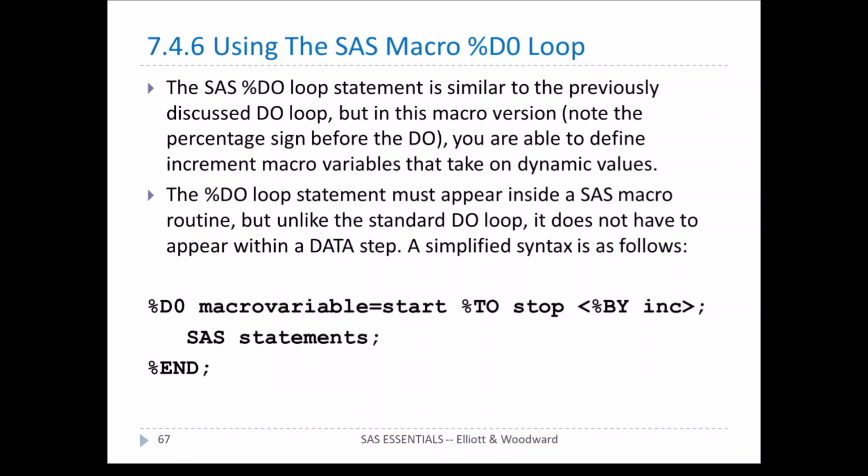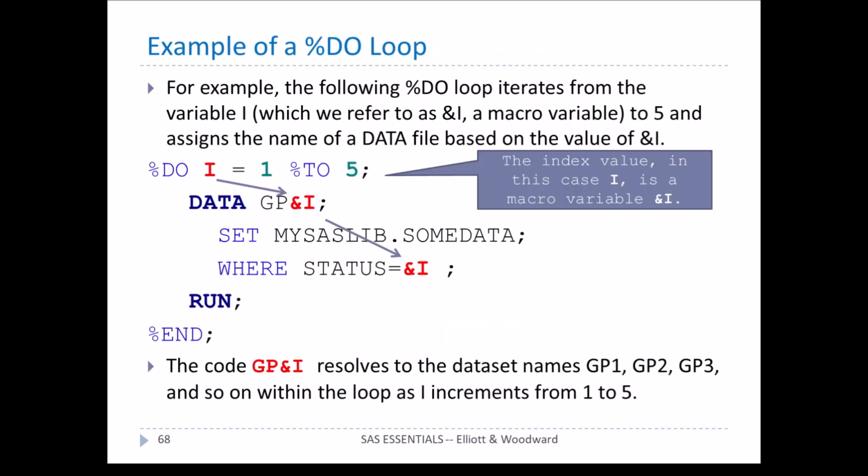So here this is what it looks like. I say do a macro variable start to stop by whatever increment. So it looks like a regular do statement pretty much, except we have these % signs on all of the key words there.